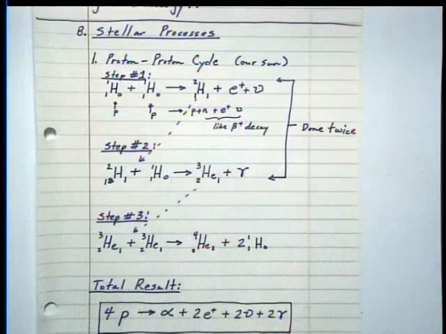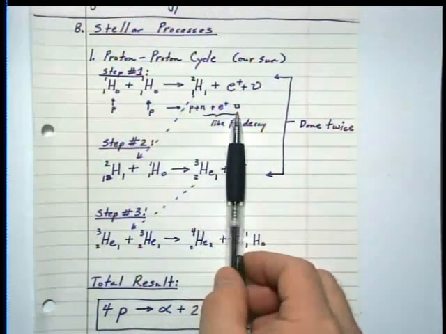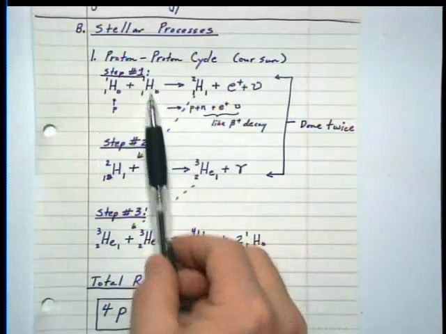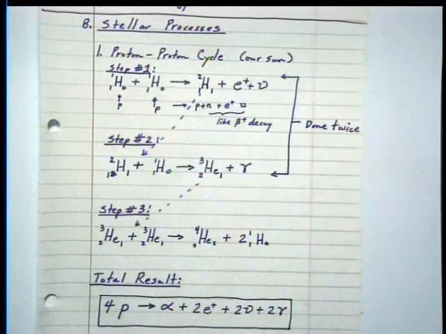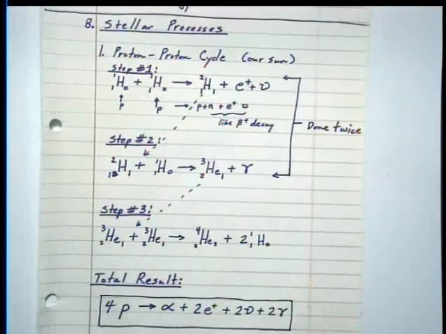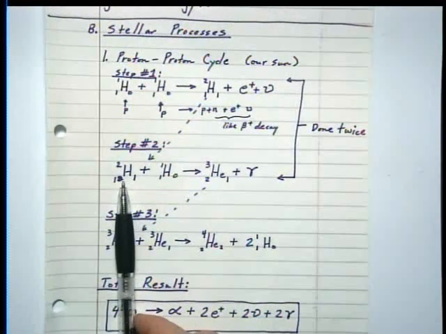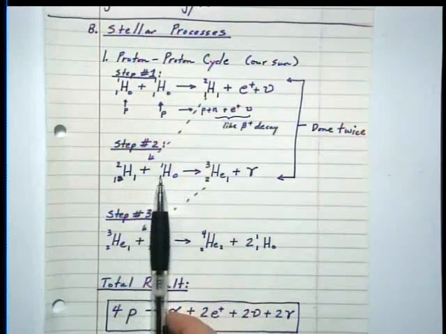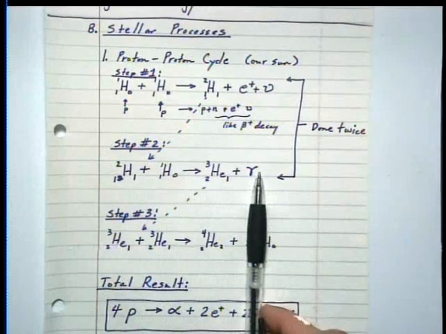In beta plus decay, you want to reduce the number of protons by converting a proton into a neutron. So it looks like a proton undergoing beta plus decay. And if you do that, that actually generates energy. Great. Then this deuteron manages to find another proton, and it forms helium-3 and a gamma. It gives off some more energy.